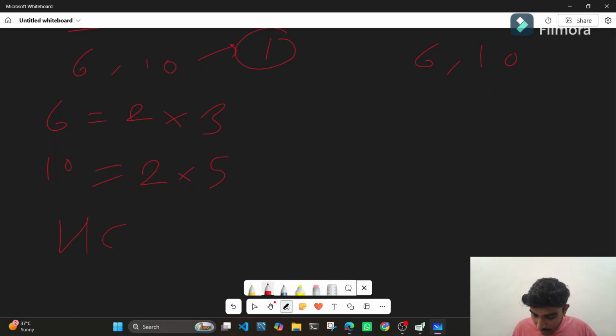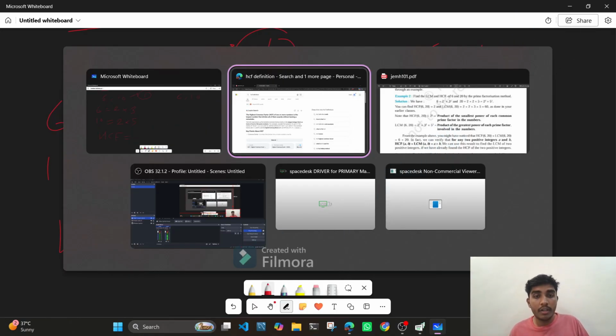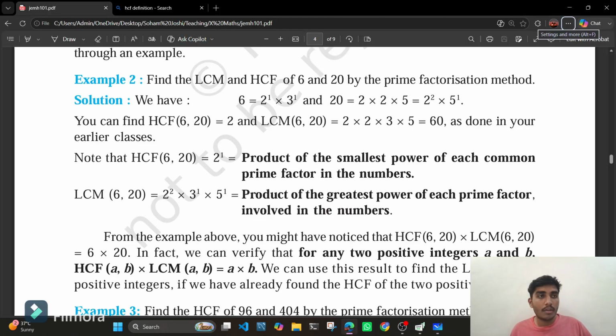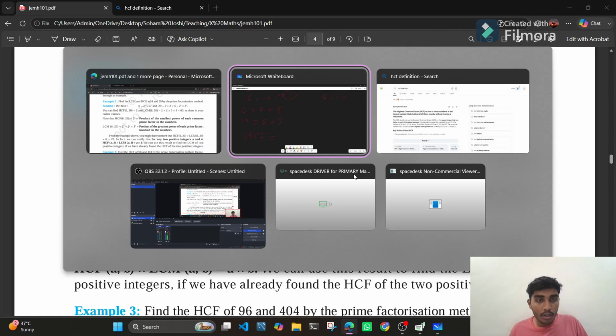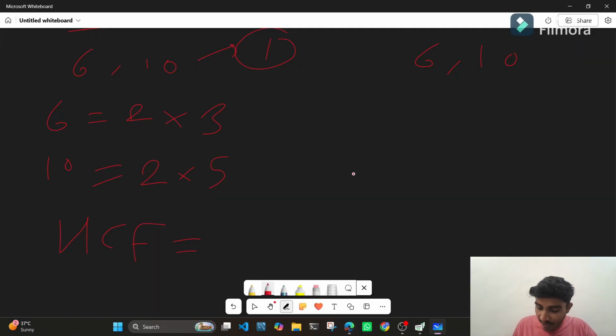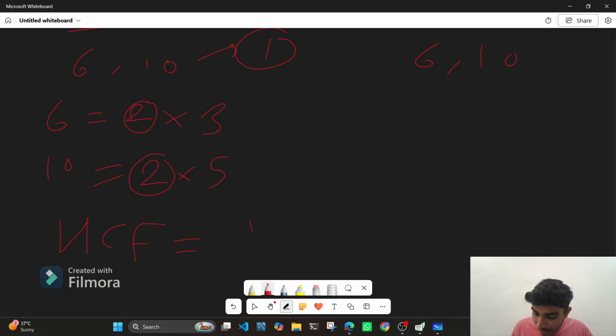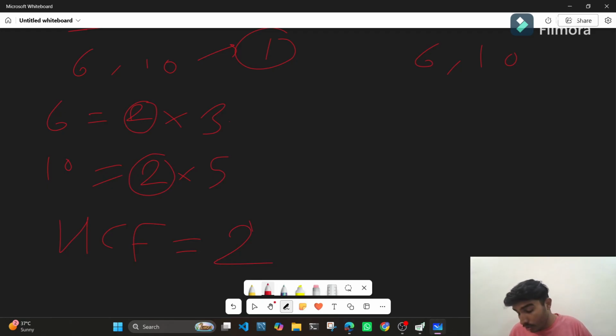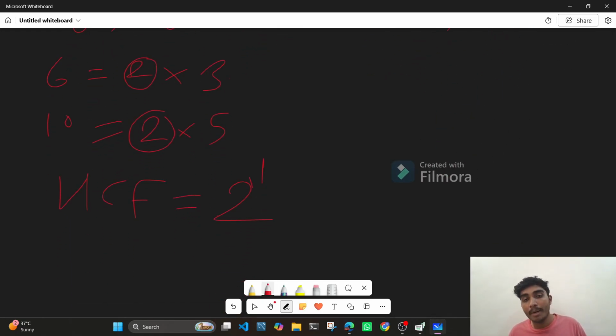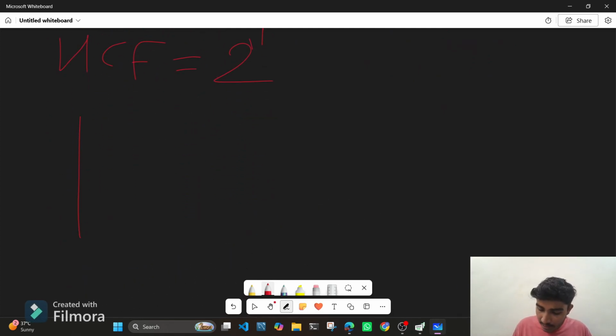So HCF is given by the product of the smallest power of each common prime factor in the numbers. So now the common factor is 2, because 3 is present in 6 but not in 10, and 5 is present in 10 but not in 6. So the common factor is 2, and its least power is 1. So 2 to the power 1, that is 2. That is the HCF of numbers 6 comma 10.